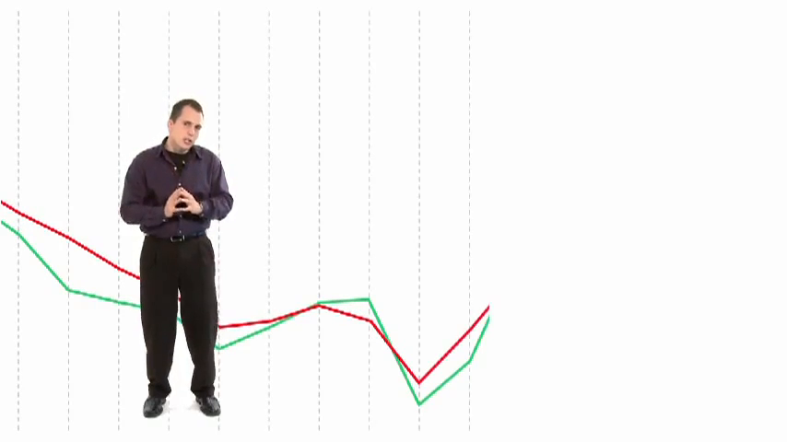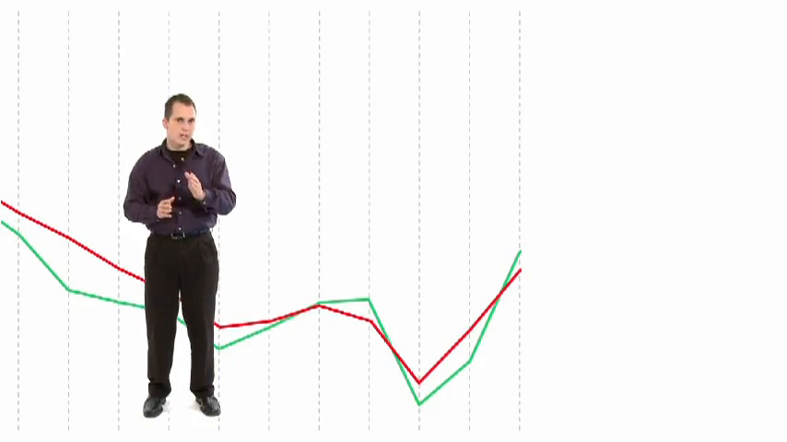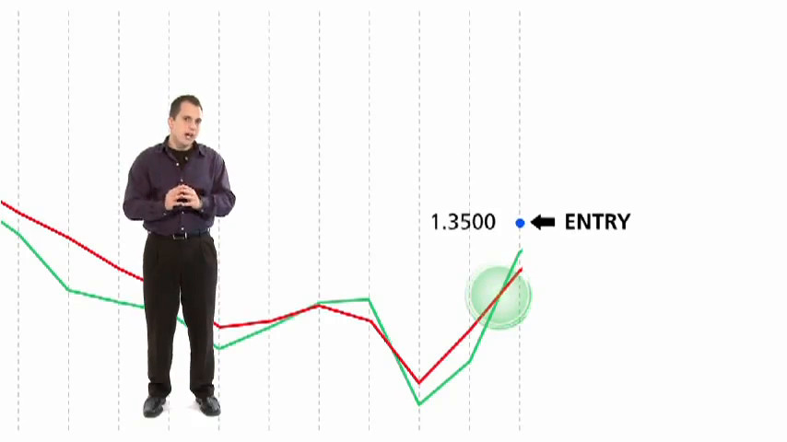Let's now look at a perfect example of a long signal and how to track that signal through its progress. If we have a perfect signal where the green line crosses above the red and the lines are pointing in the correct direction, we would enter on the closing price of that day. For this example, let's use 1.3500. We would also need to enter our stop order. And the stop order we can enter at our stop price.